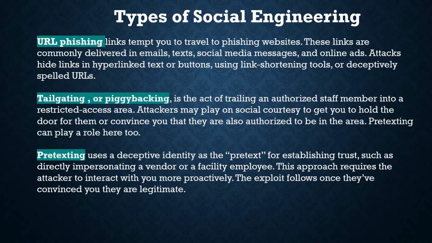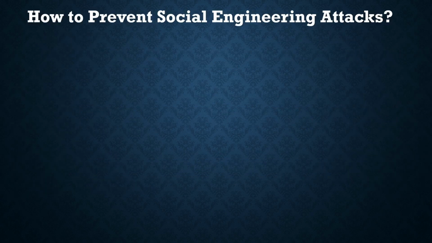So basically, pretexting uses a deceptive identity as a pretext for establishing trust, such as directly impersonating a vendor or a facility employee. This approach requires the attacker to interact with you more proactively, and the exploit follows once they have convinced you they are legitimate. So these are the types of social engineering attack. I have not included all the types of social engineering attack. I have just included the most common and famous types. Now let's see how to prevent against social engineering attack.